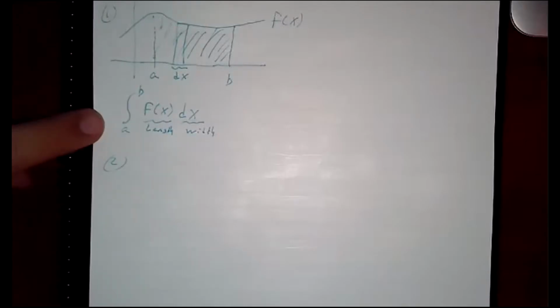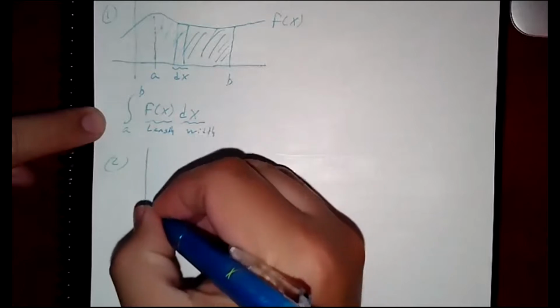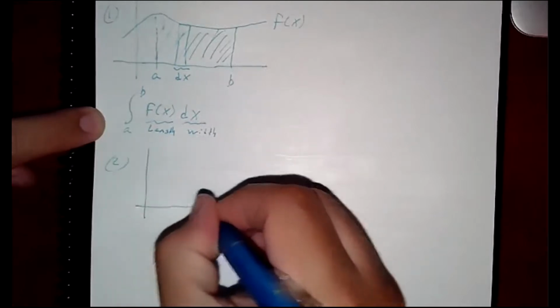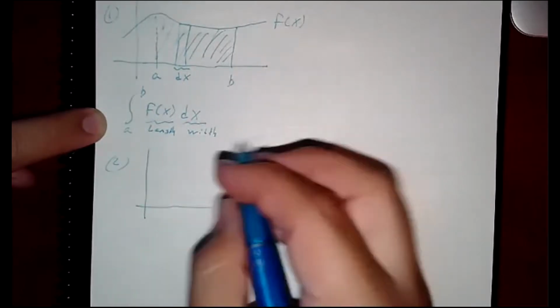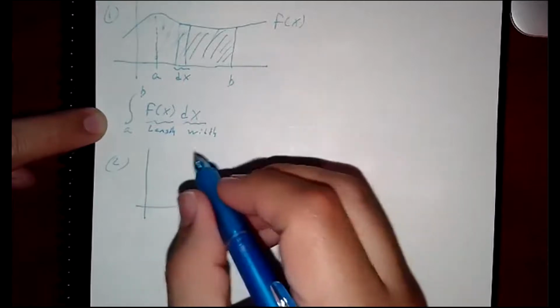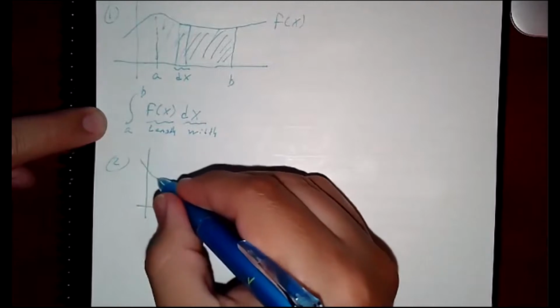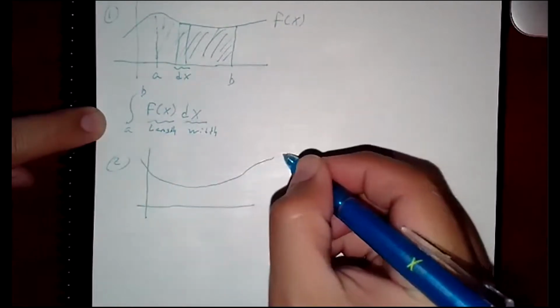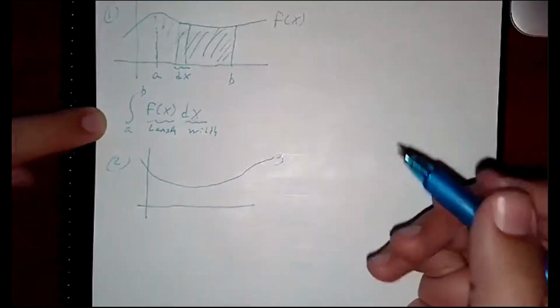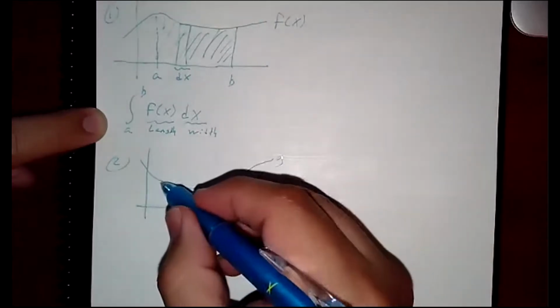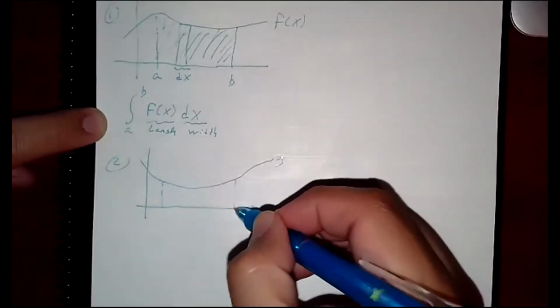So number 2. You have a different function. This time it looks like this, I guess. We'll call this g. And I want to know the area between the same interval, a to b.